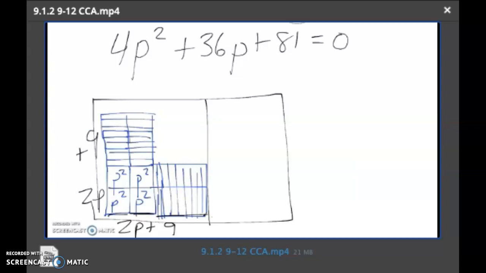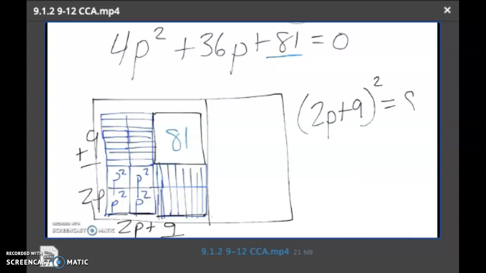So now you want to figure out, well, what is the area of this part of the square going to be? And it's 9 times 9. So 81 is what needs to go there. Well, I have exactly 81. So they're already in there. That means I don't have to add or subtract anything to either side. So let's go ahead and write what we have now. On the left, we have 2p plus 9 squared, and that's equal to, oops, not 81, it's equal to 0. I have 0 on the right because I didn't have to add or subtract anything.